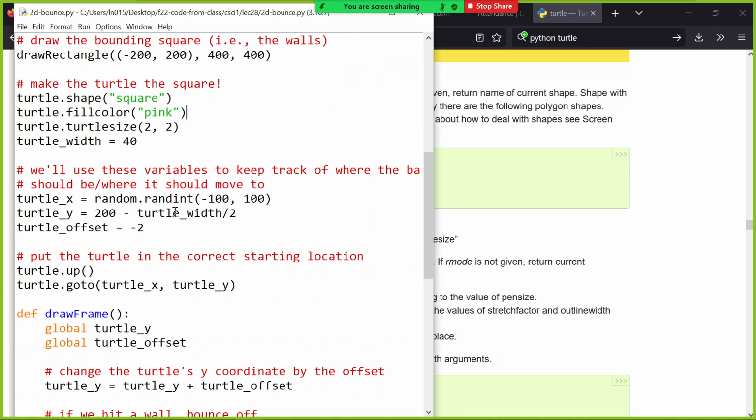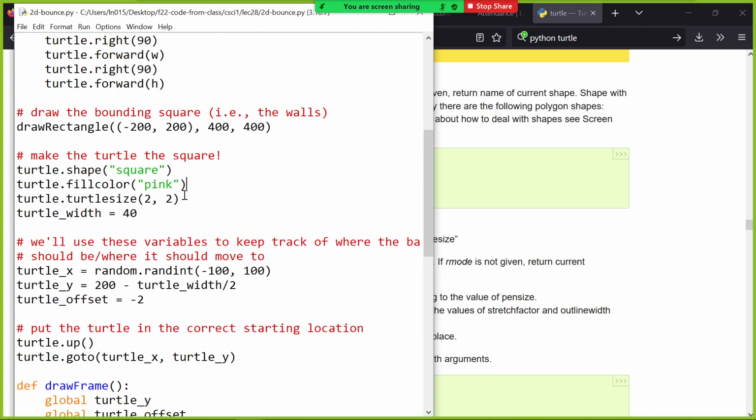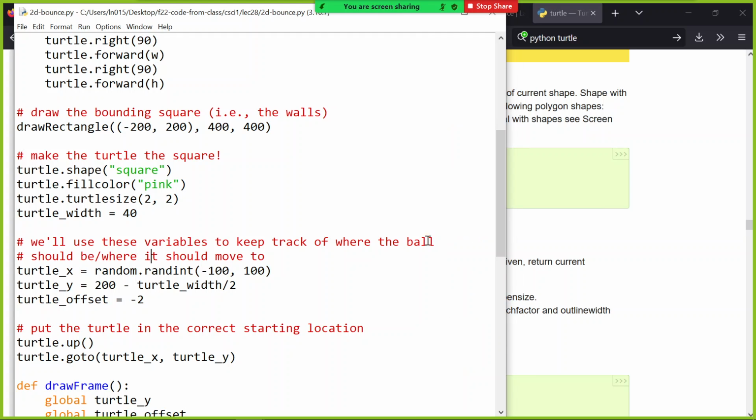So let's set the starting location of our turtle. So we use these variables again to keep track of where the square should be and where it should move to. So the turtle x, let's make that a random number between, I don't know, negative 150 and positive 150. Why not? And then the y offset, we also want that to be random now. It doesn't just have to be at the top. We would like it to be anywhere.